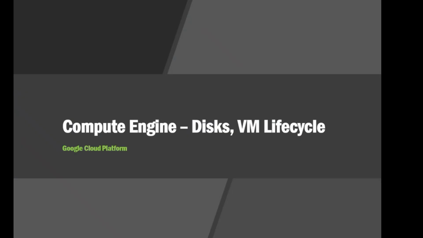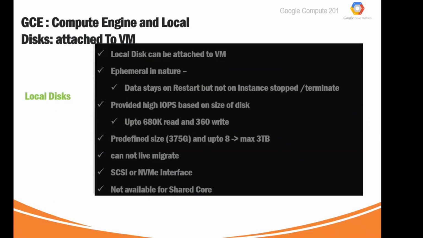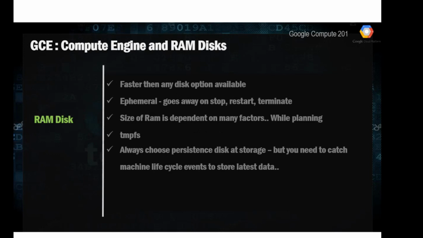Now here you can see Compute Engine. Now there are different types of disk. We have persistent disk. It has some features like if you want to store some data, we'll go with this persistent disk. We have local disk. Local disk can also be attached to a particular VM. Then we have the concept of RAM disk. It is much faster.